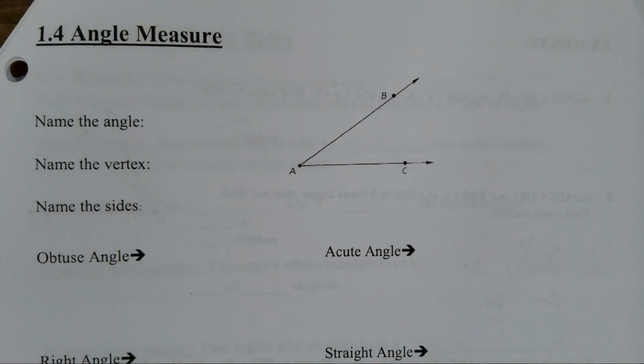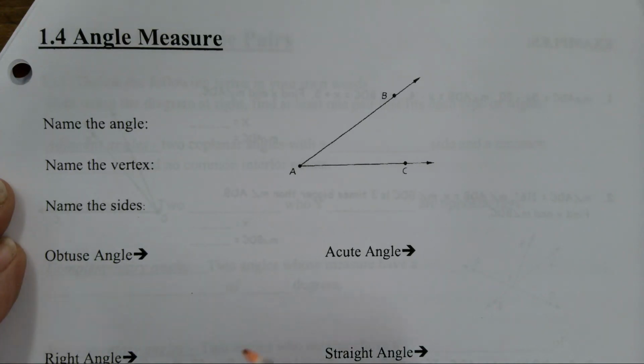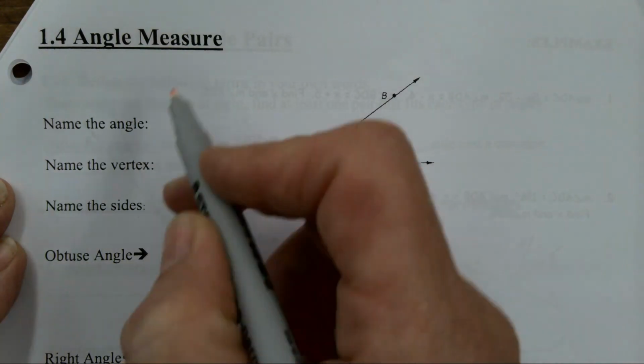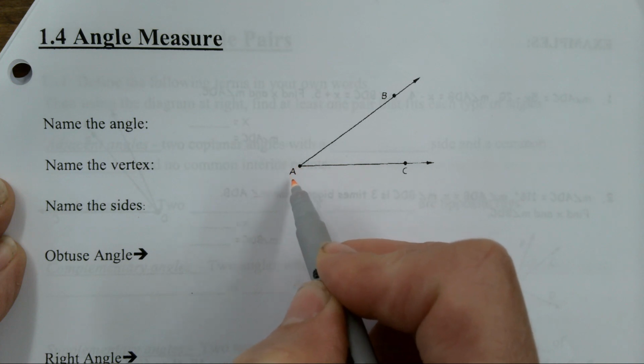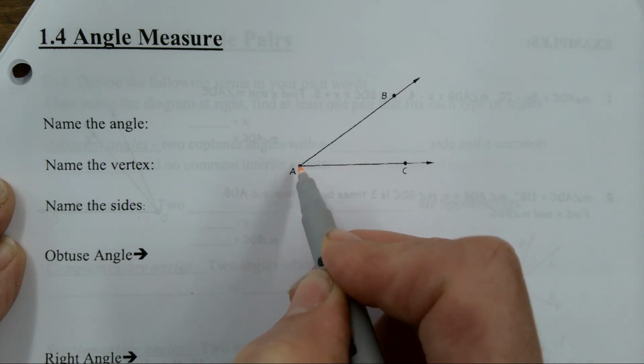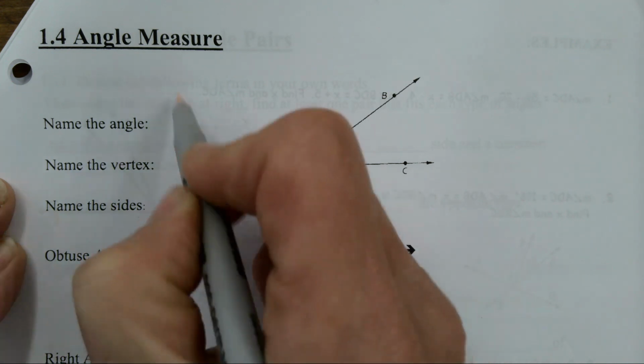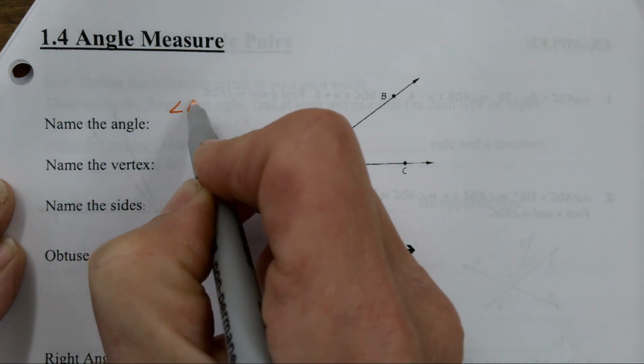So, naming the angles. When you name an angle, you can name it multiple ways. You can name it with the vertex. You can name it with the 3 points on the side, and sometimes they put it as a number in the center. When you name an angle, you'll always put an angle symbol in front of it. So if I'm going to name it by the vertex, the vertex is the point that goes in the corner. This is the vertex. I would name it angle A.